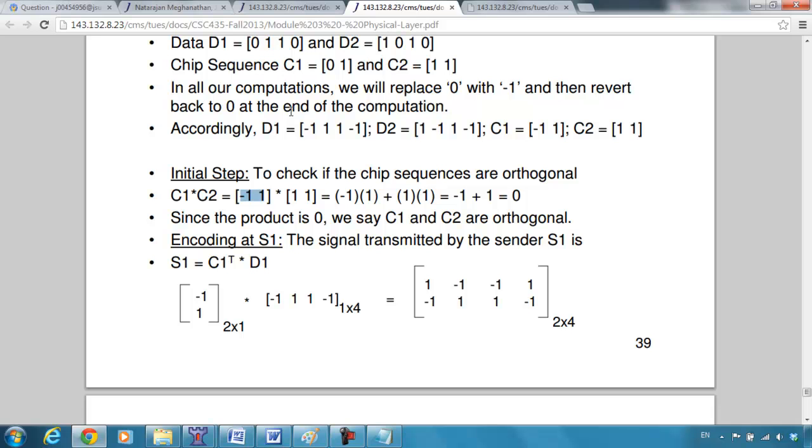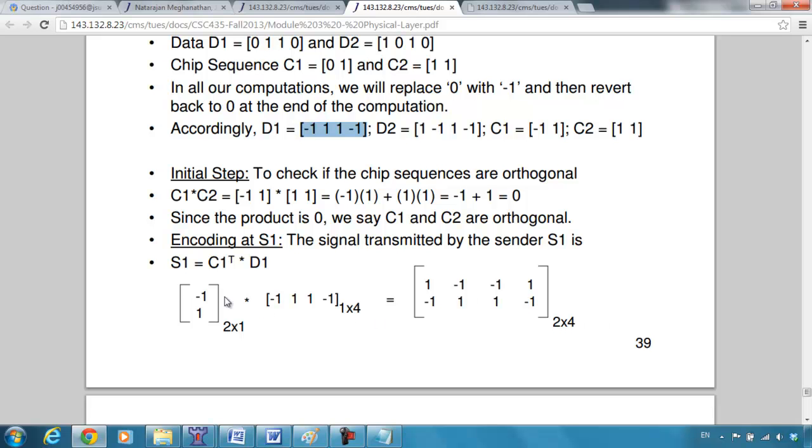So if you replace all the zeros with the -1s, it is something like this. So this is your data. Now we want to send this, a 1 by 4, 1 row 4 column matrix. So you do the matrix multiplication. You have a 2 by 1 matrix multiplied with the 1 by 4 matrix. So the product is going to be a 2 by 4 matrix.